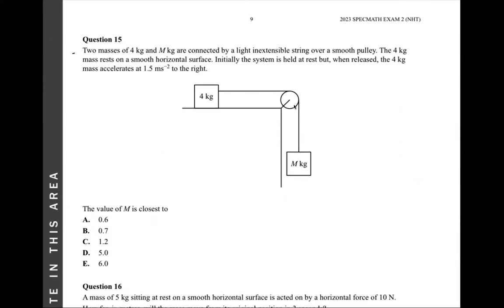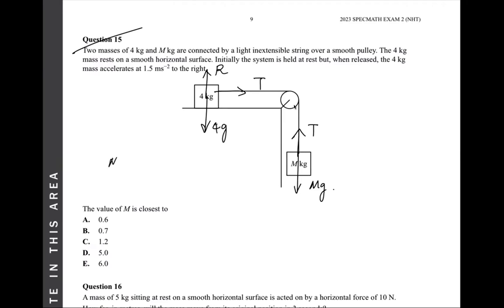Forget about mechanics. But for historical purposes, I'll still finish this question off. mg is the gravity of the m kilogram object. Here you have a tension. Here you also have a tension. 4g, and then reaction force, R or N. When released, the 4 kilogram mass accelerates at 1.5 meters per second squared to the right. Basically, the m kilogram drags the 4 kilogram along the table because the m kilogram is moving down.